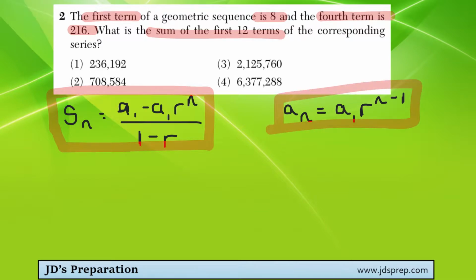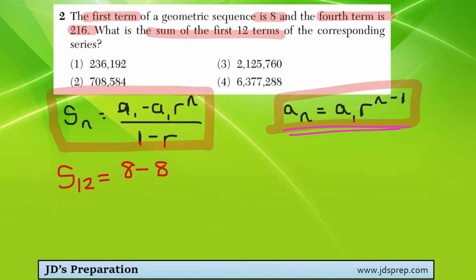Obviously we're going to be using the sum formula because we're trying to find the sum of the first 12 terms. So using that equation, our n value will be 12 since we're looking for the 12th term. A1 represents our first term, which is 8. And then we're going to subtract A1 multiplied by r to the power of n. Now the problem here is we don't know r. We don't know what the common ratio is in this geometric sequence. So that's why we need to use this formula over to the right.